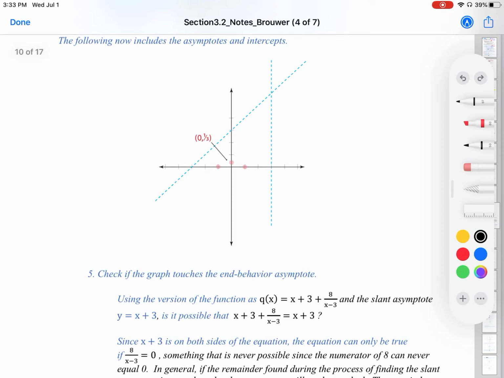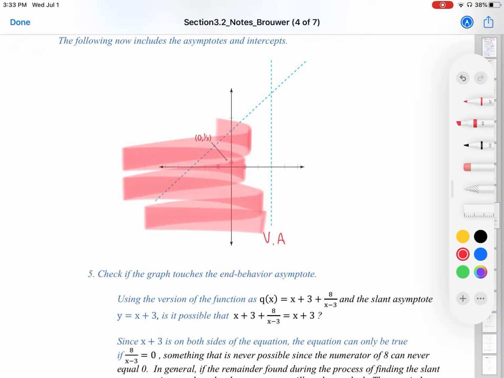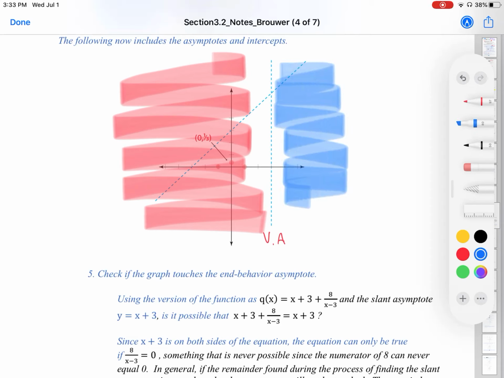Before I do so, I need to emphasize that your vertical asymptote splits your graph into pieces. So for this graph, we have to consider what's going on to the right of our vertical asymptote and what's going on to the left of our vertical asymptote.